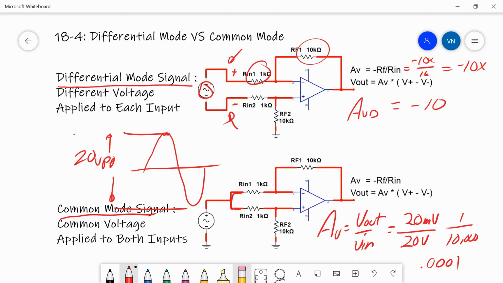When we put in a differential mode voltage, we get a signal that is 10 times bigger on the output. Now the common mode signal, which is what we calculated down here, AVCM, is multiplied by 0.001. So this is our common mode gain. So our differential mode gain and our common mode gain, what is the ratio between them? How many times bigger does it amplify a differential signal versus reject a common mode signal? This is what's called common mode rejection ratio.